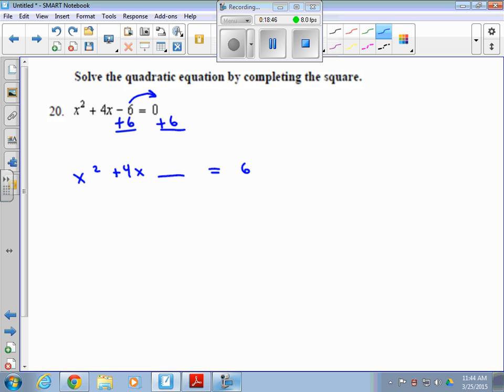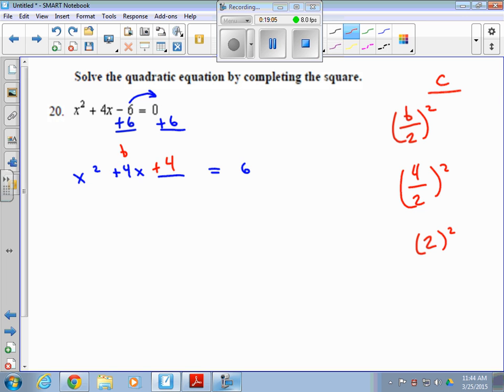We need to find a new value for C. In order to find C, remember, you take B, you divide it by 2, and you square it. B's value is 4, so 4 divided by 2 squared is 2 squared, which is positive 4. So the new value for C is 4, but you can't just add it there. You have to add it to both sides. 6 plus 4 is 10 on that side.